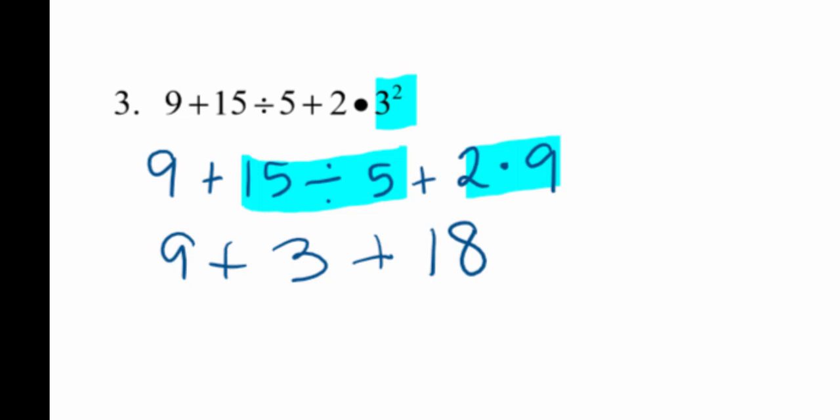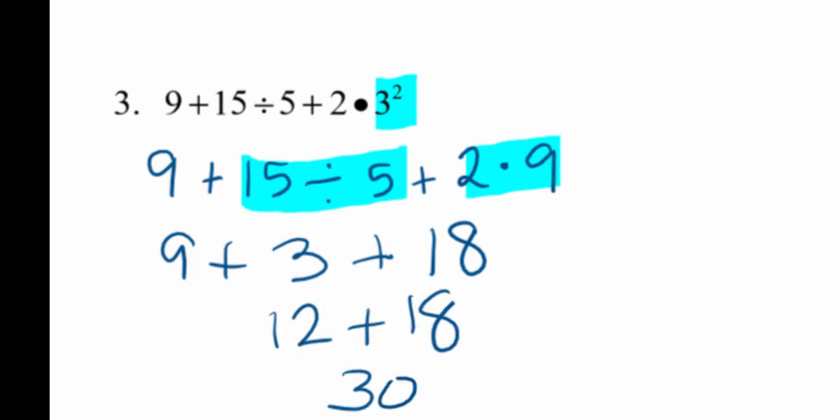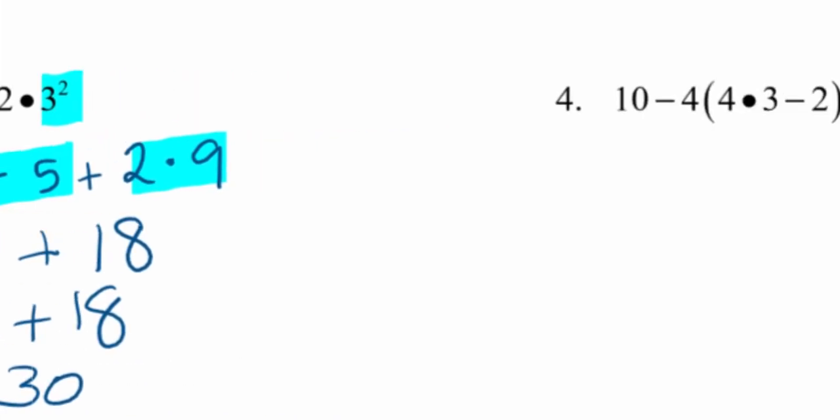All right, so we've done the exponents, the multiplication and division went in order from left to right. And now we're going to do the final addition here. And we have 9 plus 3, which is 12, plus 18. And that's going to give us 30. Let's take a look at number 4.